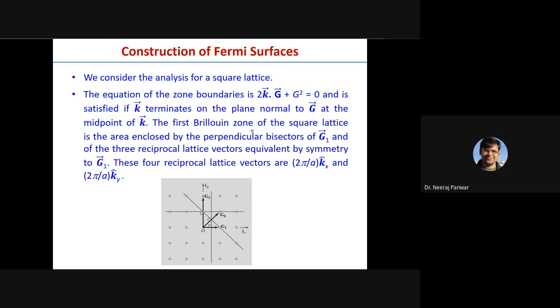So the first Brillouin zone of the square lattice is the area enclosed by the perpendicular bisectors of the reciprocal lattice vectors G1. G1 is in this direction, and by symmetry it is in the minus x direction, in the y direction, and in the minus y direction. So these four reciprocal lattice vectors are represented by plus minus 2π/a kx and plus minus 2π/a ky.